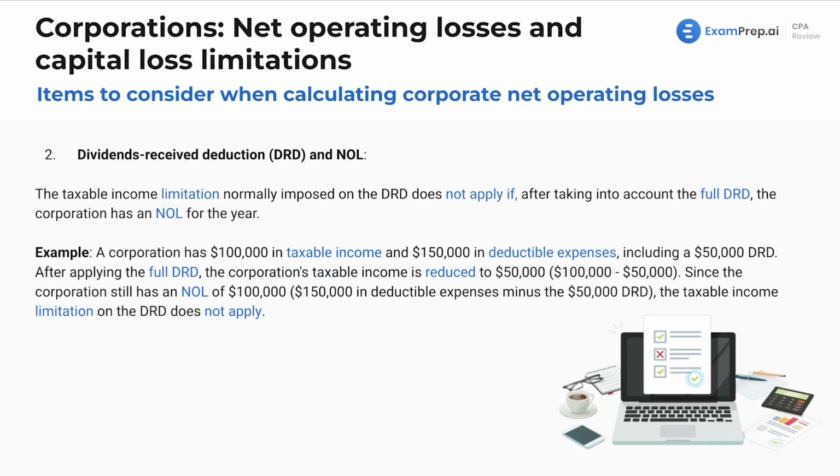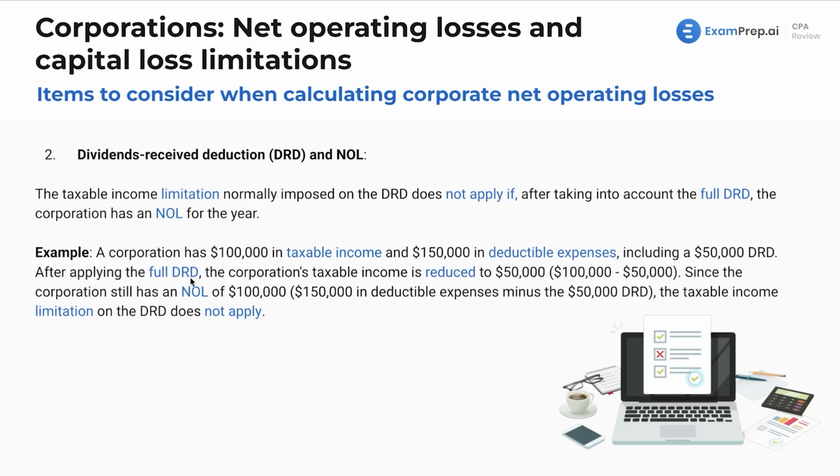Next up, dealing with DRD and NOL. So again, kind of dealing with what we saw earlier. The taxable income limitation normally imposed on the DRD does not apply if, after taking into account the full DRD, the corporation has an NOL for the year. So, example, kind of like what we saw before, a corporation has $100,000 in taxable income and $150,000 in deductible expenses, including a $50,000 DRD.